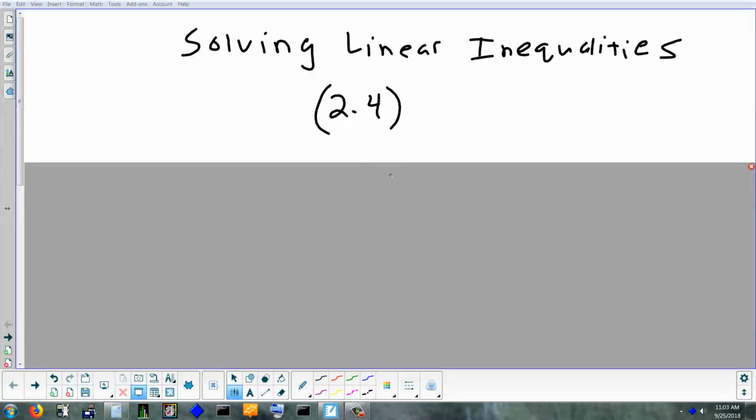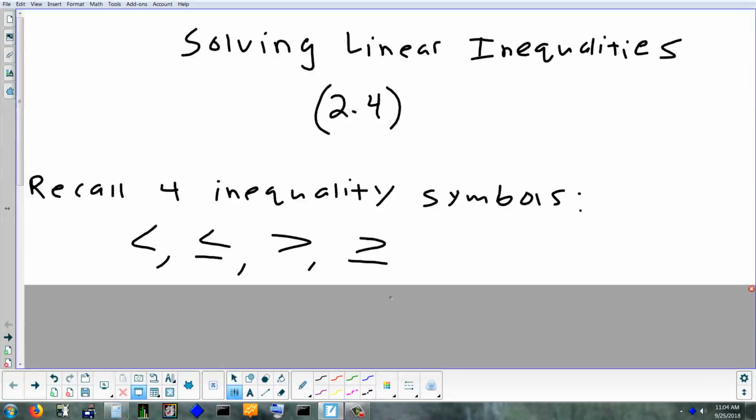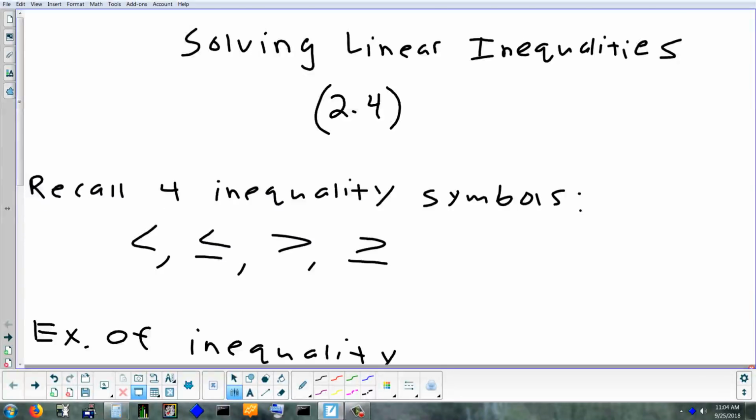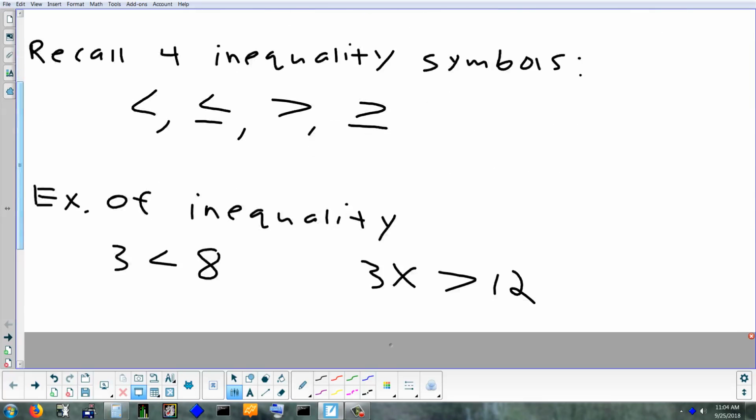Great, so let's take a look at section 2.4, which is on solving linear inequalities. Just a reminder of what the four inequality symbols are. We've got less than or equal to, greater than or equal to. So these are both examples of inequalities.